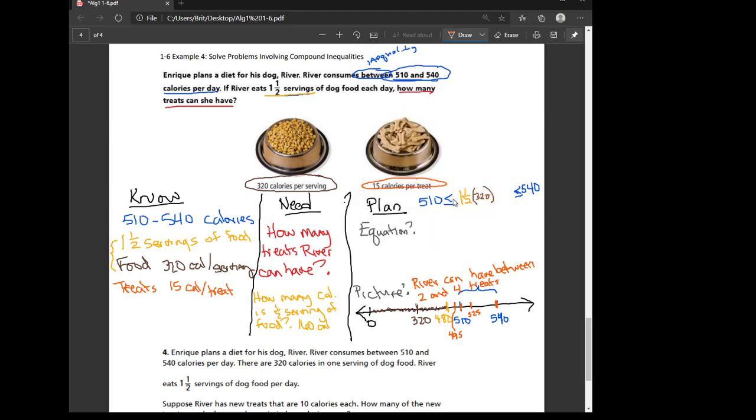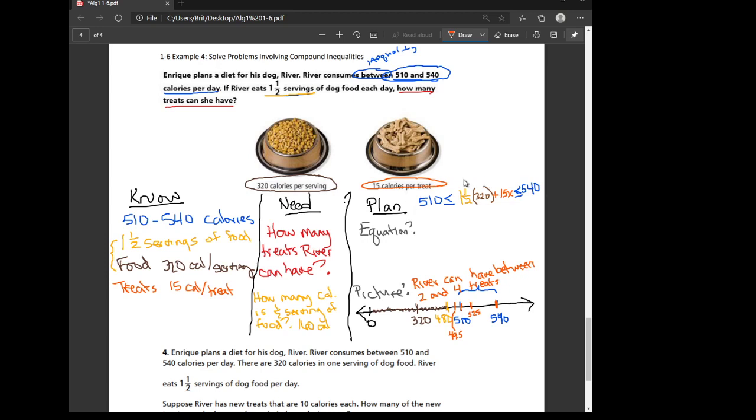Now remember, at this point we don't exactly know how many treats she can have, right? So that number of treats I'm going to call x. If I multiply 15 times the number of treats, that'll give me how many calories River is eating in treats. And there we go, there is my inequality.